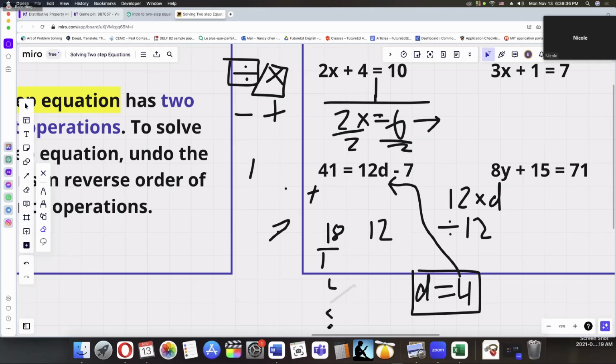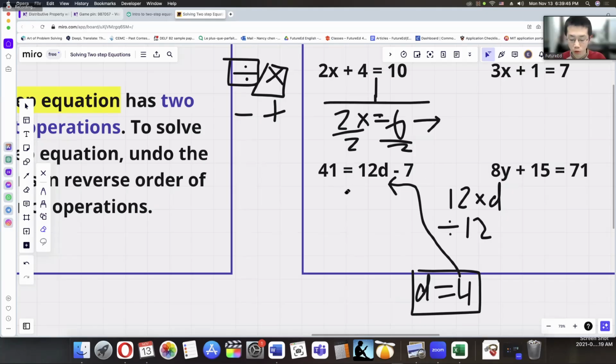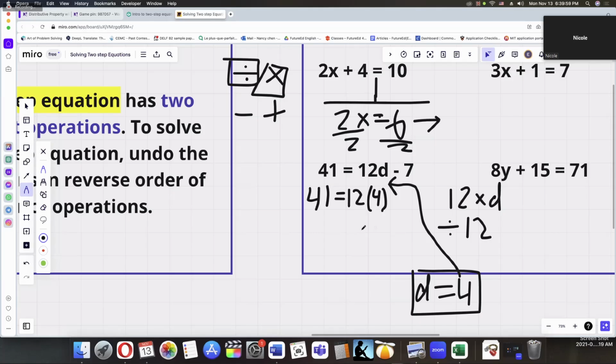Like, we can do any method we want, right? Like the left and right check. By verifying, what I would mean is you rewrite the equation, so you'd have 41 equals 12, but instead of writing d, you put a 4. Am I allowed to do the left and right check? What left to right thing? It's where you do left side, right side.